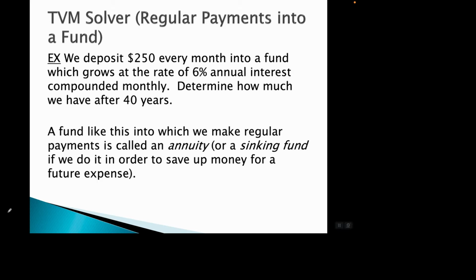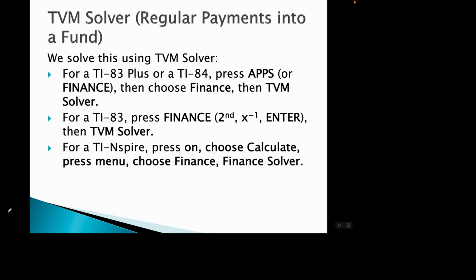A fund like this into which we make regular payments, notice not just one payment but regular payments, is called an annuity, or a sinking fund if we do it in order to save up money for a future expense. We solve this using TVM solver.